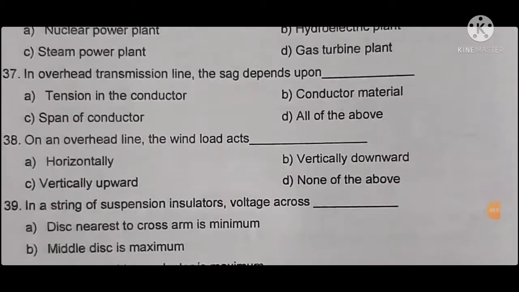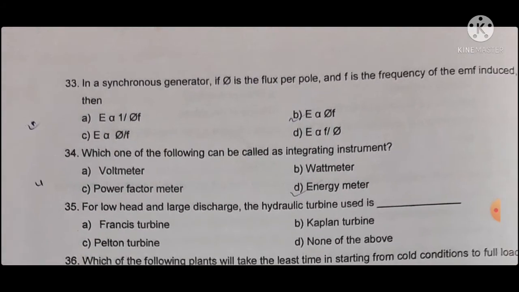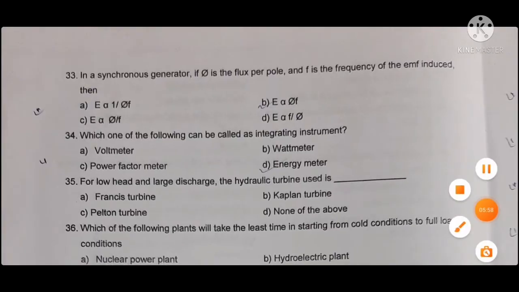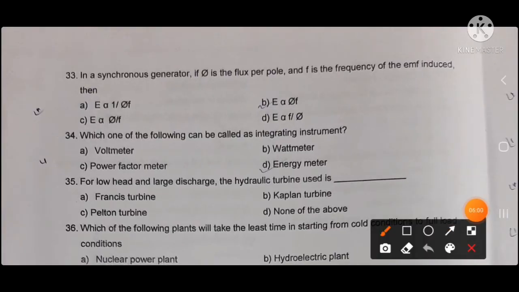Next question, 33. In a synchronous generator, if phi is the flux per pole and f is the supply frequency, then the EMF induced is directly proportional to flux and frequency. Which one of the following can be called an integrating instrument? Energy meter.